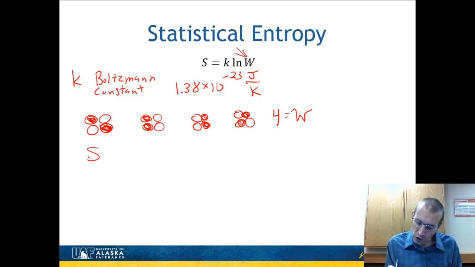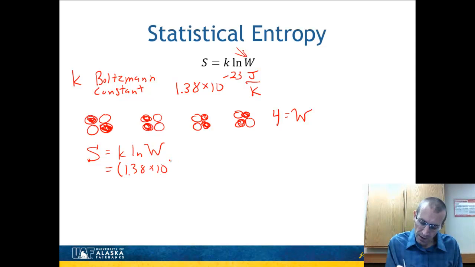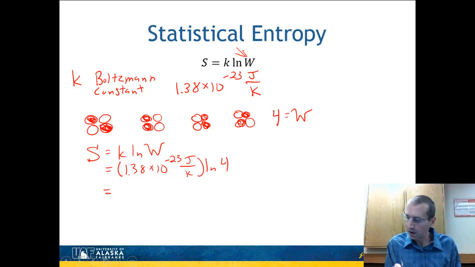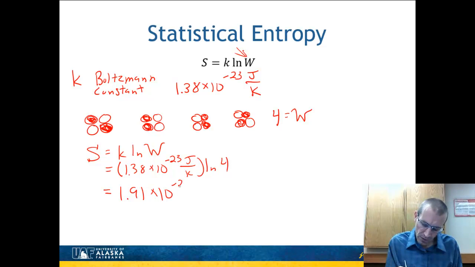So if I want to know what the total entropy is, it's going to be k times the ln of W. That's the Boltzmann constant of 1.38 times 10 to the minus 23 joules per Kelvin times the natural log of 4, and that comes out to be 1.91 times 10 to the minus 23 joules per Kelvin.